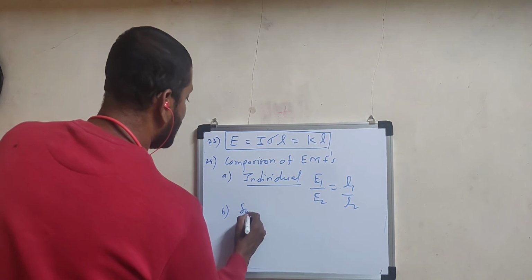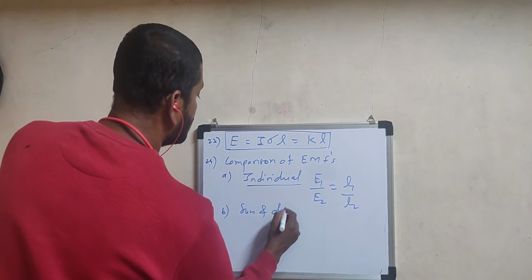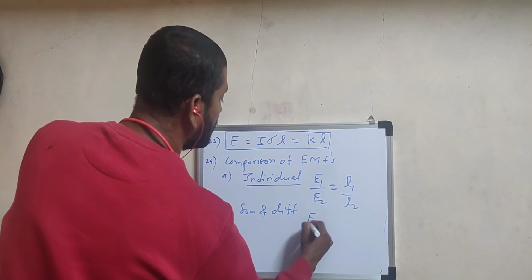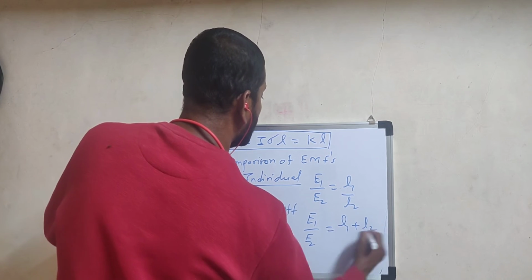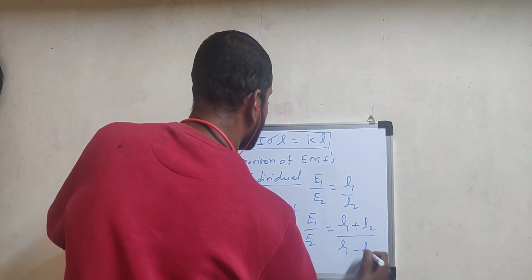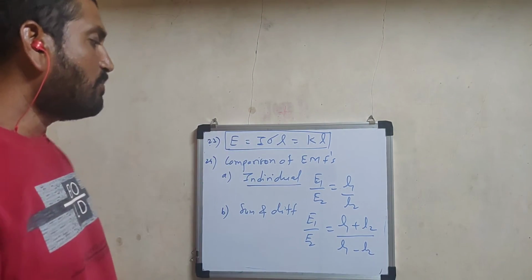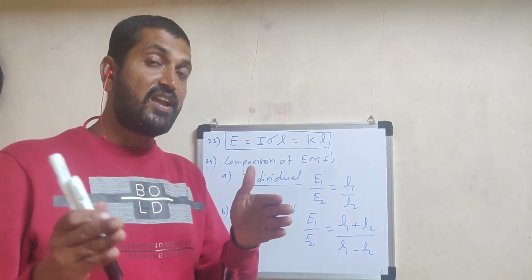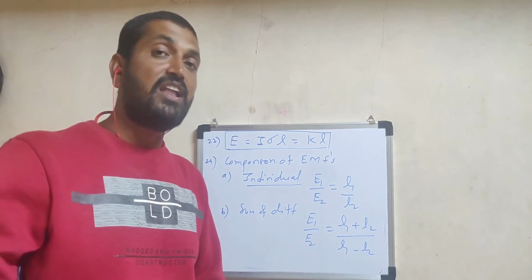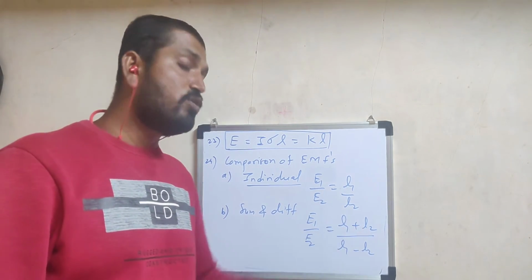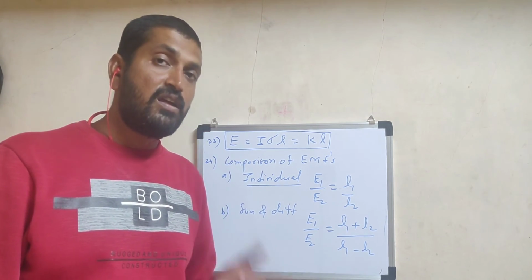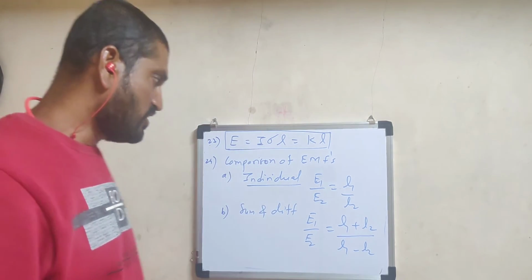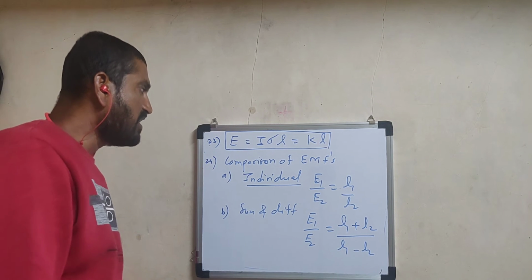And in the sum and difference method, what formula did we get? E1 upon E2 is equal to (L1 plus L2) upon (L1 minus L2). Now here L1 is the balancing length when two cells are connected in series combination and balanced against the potentiometer, while L2 is the balancing length when the two cells are connected in parallel combination and balanced across that potentiometer. So this is for comparison of EMF.